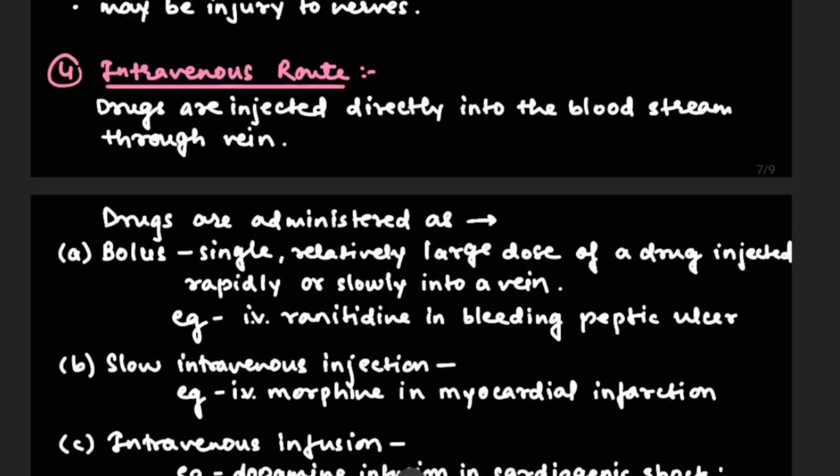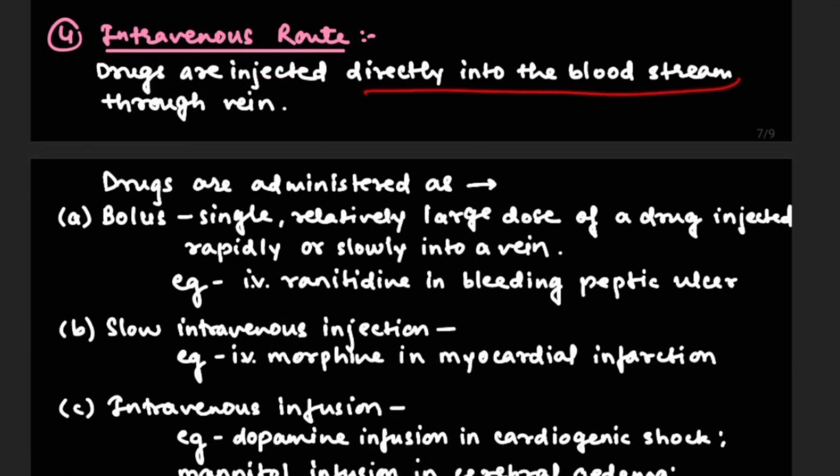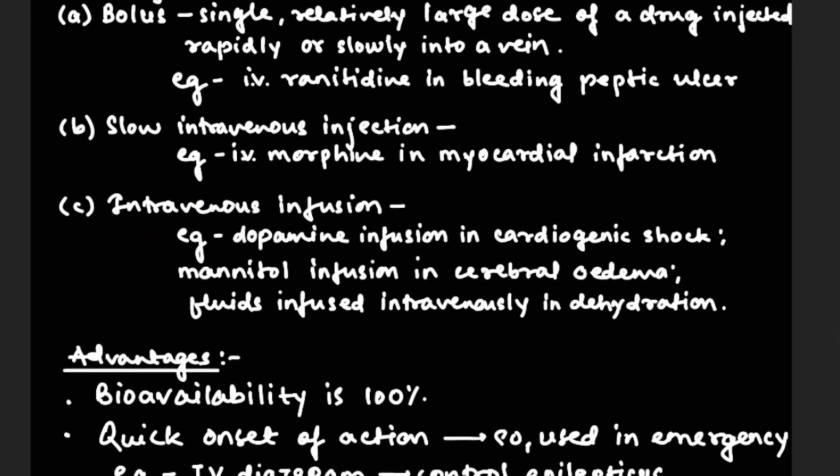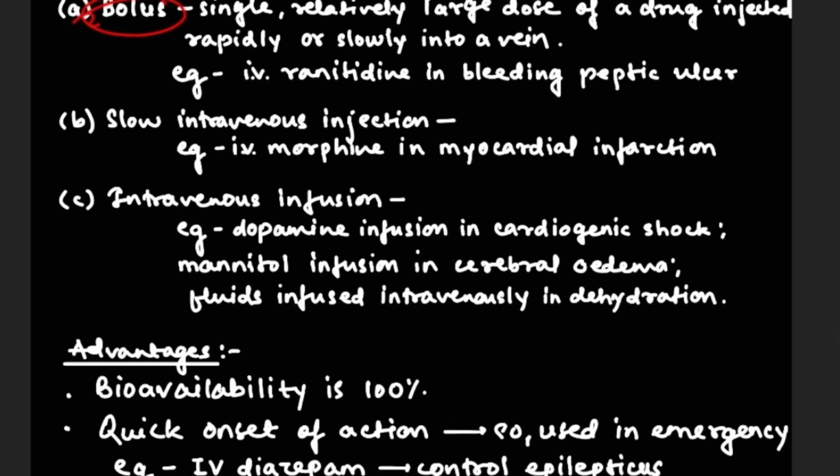Then we will see the intravenous route. Here the drugs are injected directly into the bloodstream through the vein. So drugs are administered as a bolus, slow intravenous injection, or in the form of intravenous infusion. First we will see about bolus. In case of bolus, we can give a large dose of drug injected rapidly or slowly into the vein. An example is IV ranitidine in bleeding peptic ulcer.